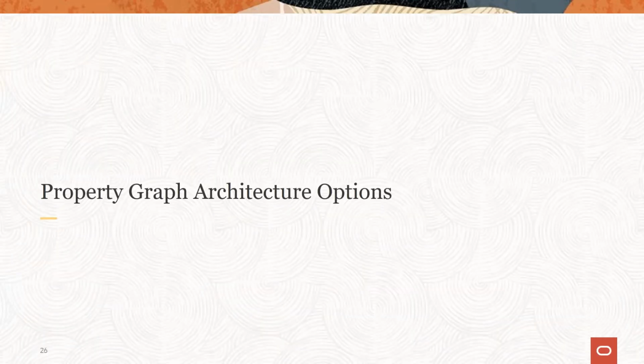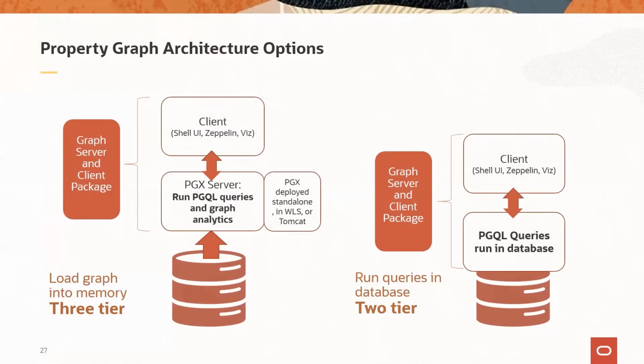So some of the architecture options when it comes to using property graphs. The graph is stored in the database, your source data is stored in the database. So you have the single source of truth, meaning the same data is used by other applications. You can use the same data for your graph analytics as well. So you have the data in the database, and then, as I said, we have a graph server. So you can load the graph into memory. You can create the graph, then load the graph into memory, and run your PGQL and graph analytics in memory. This graph server can run standalone, or it can run within a WebLogic container like WebLogic Server or Tomcat.